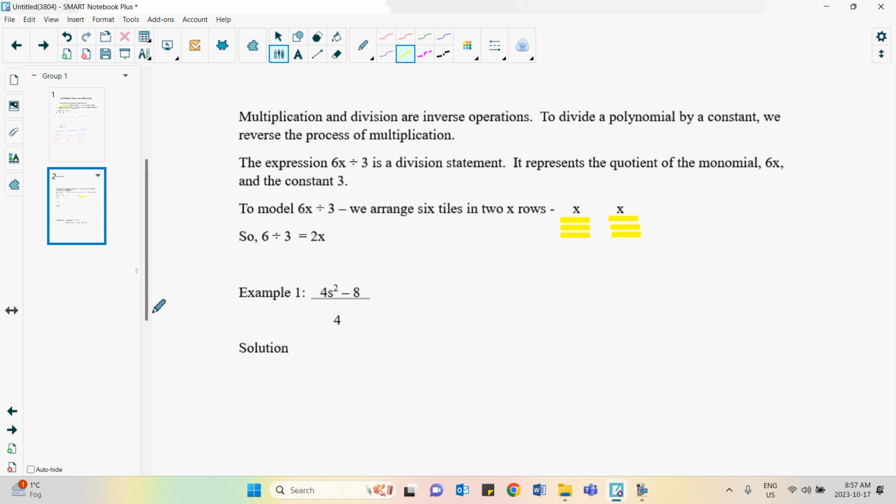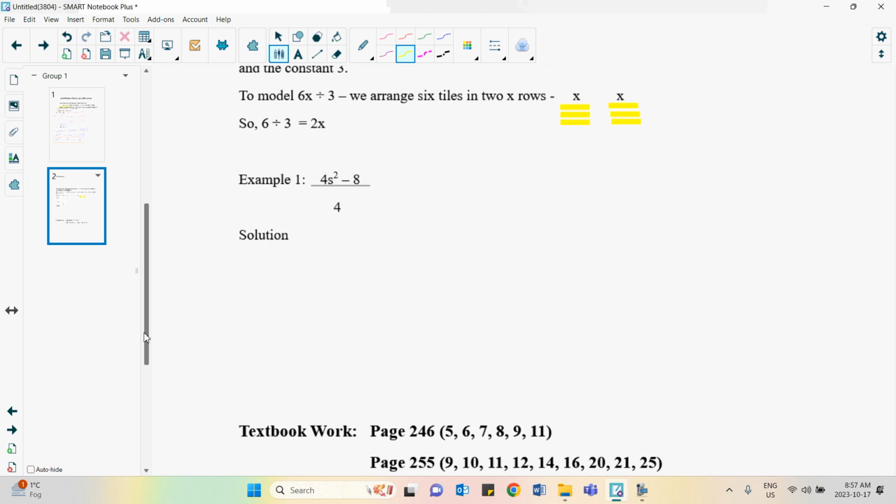Multiplication and division are inverse. They're opposite operations from each other. To divide a polynomial by a constant, we do the reverse process. So it's super similar, but we're dividing in, and it has to go into both of these. Just like my leapfrog into the 2, I have to divide the 4 into both of them. So I might write it as 4s squared divided by 4, subtract 8 divided by 4. Just like that 4 was leapfrogged into both terms, in this case the 4 has to be divided into both terms.